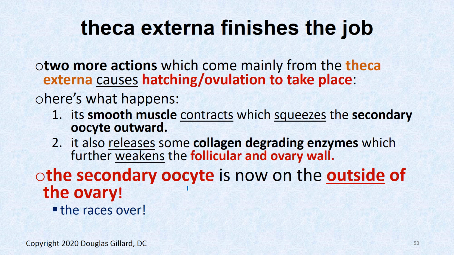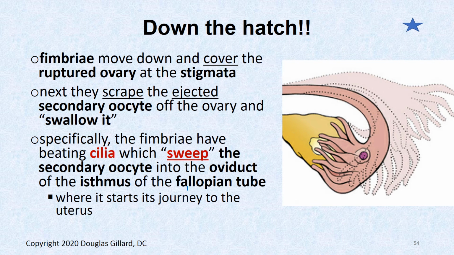The race is done. But now it's got to get in the fallopian tube. So down the hatch, the fimbriae of the fallopian tube will grab that little secondary oocyte and sweep it right into the lumen of the fallopian tube. Hopefully it won't get out. If it gets out, maybe it gets out here in the ovary and the sperm find it, you got yourself an ectopic pregnancy.